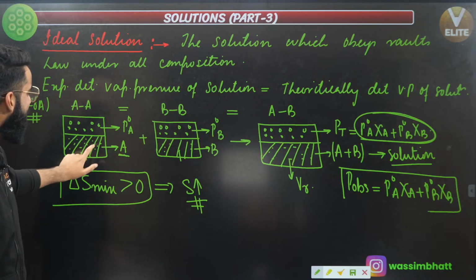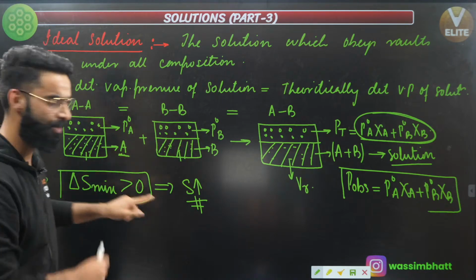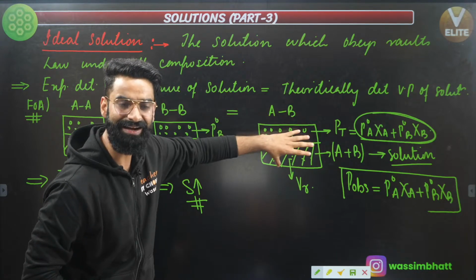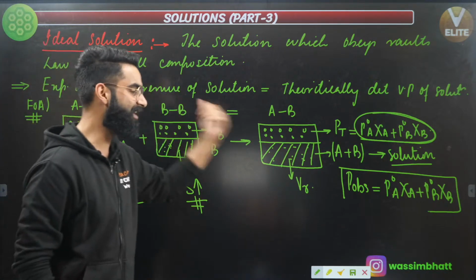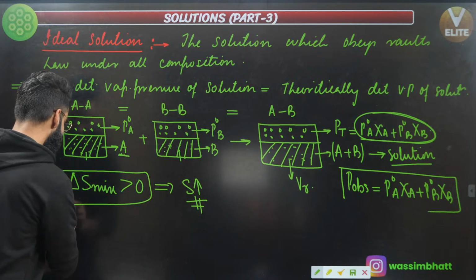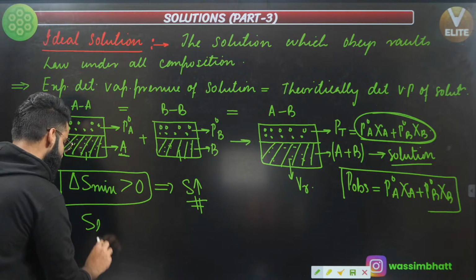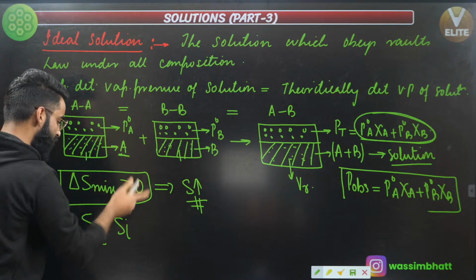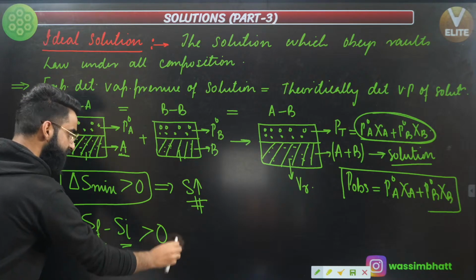Right here you had only particles of A. Right here you had only particles of B. When I mixed them up, I got a solution which contains A particles as well as B particles. So the randomness over here would definitely have increased, and if randomness increased, that means the entropy is increased. If the entropy has increased, delta S mixing will be positive over here, correct? What is delta S mixing basically? That is final entropy minus initial entropy. If the final entropy of the solution is greater than the initial entropy, then this value will come out to be positive.